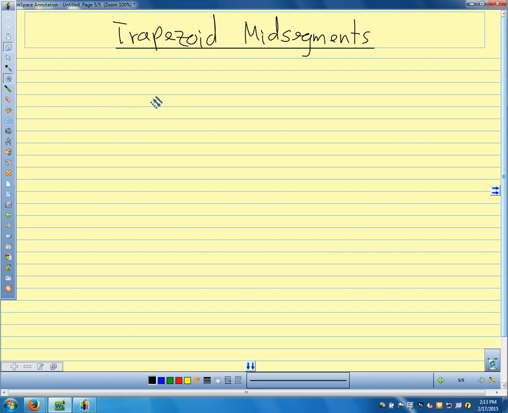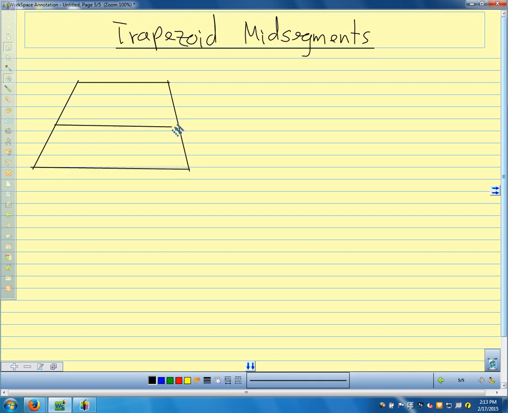All right, so let's draw a picture. What we mean by a mid-segment. So here's my trapezoid. Doesn't have to be isosceles, it can be any kind of trapezoid. So here are my bases, and I'm going to call this trapezoid A, B, C, D, and I'll call this point E and point F.